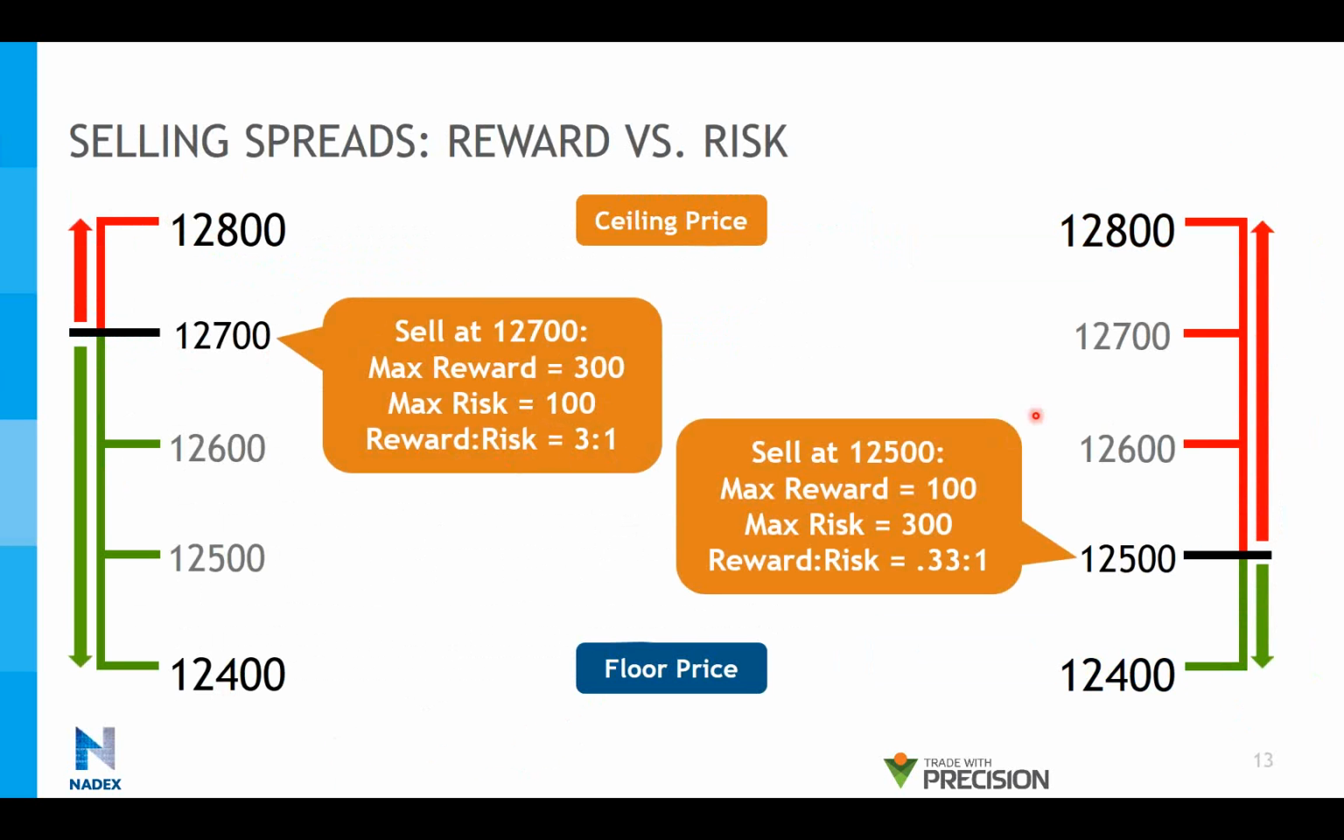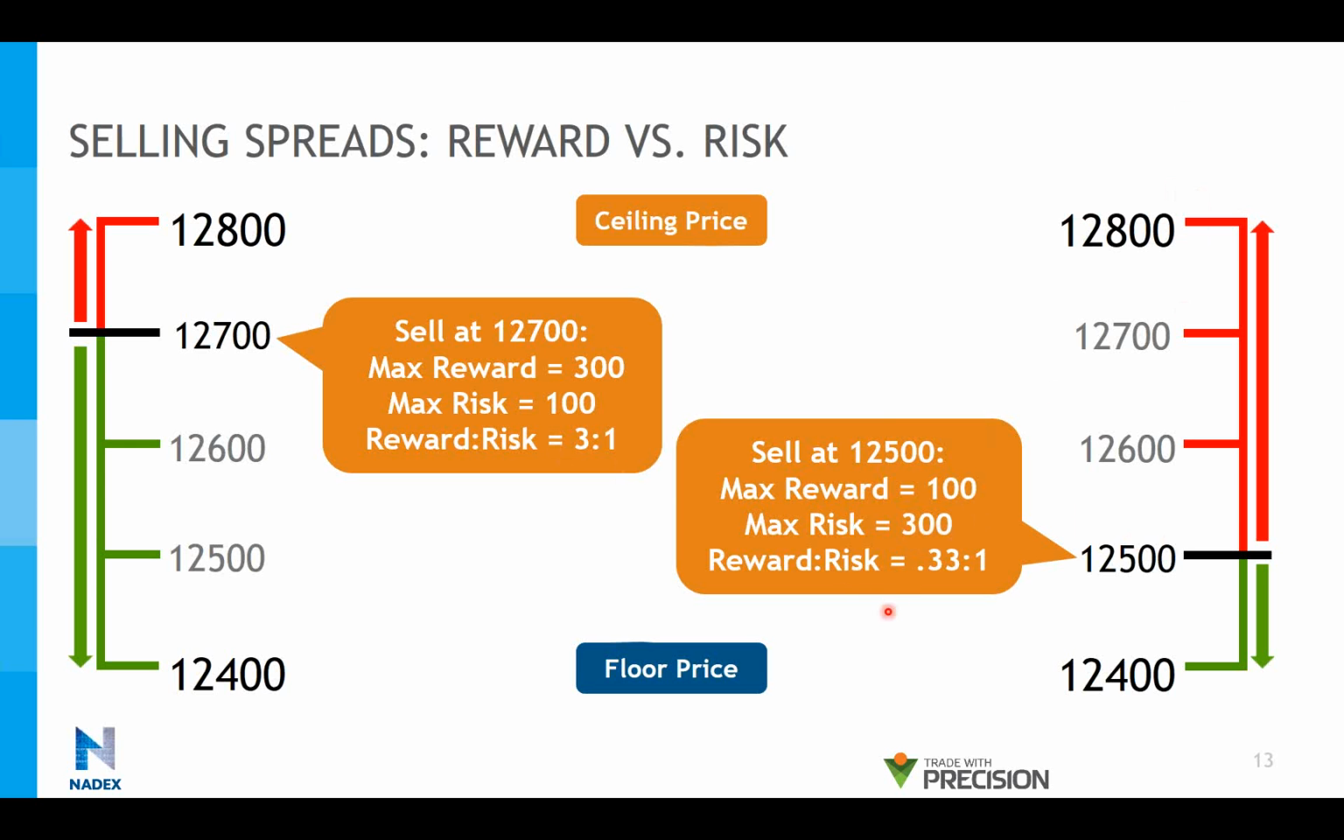Let's have a look at another example, same range here. And now I'm thinking about, okay, let's sell this contract here at 12,500. This is where the market is trading right now. It can still drop 100 points to 12,400. So my maximum reward is now 100. However, if things don't work out the way I want them to, price can shoot higher to 12,800 or beyond. Beyond, I don't care. This is my maximum point of pain. The loss, however, in that scenario would be $300.